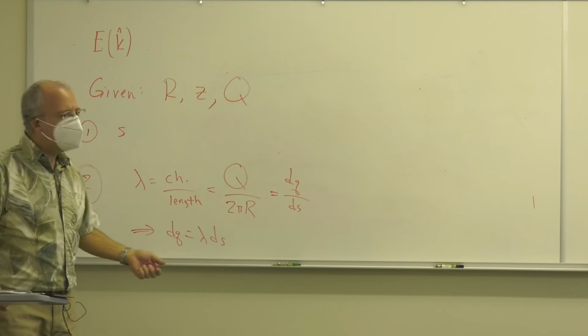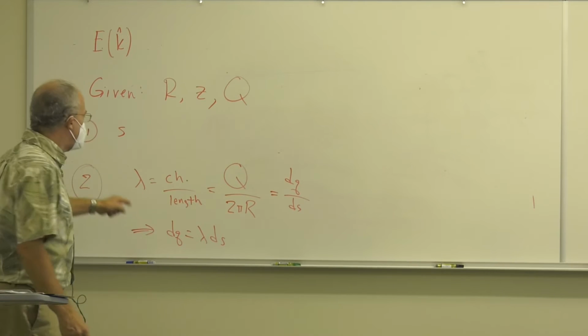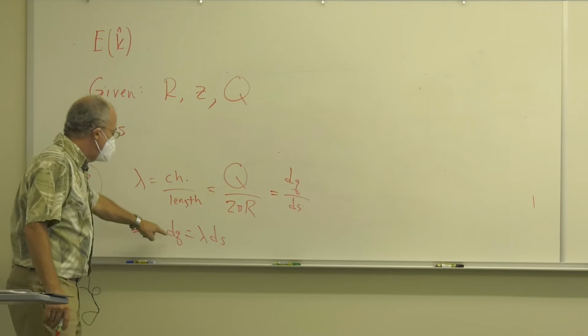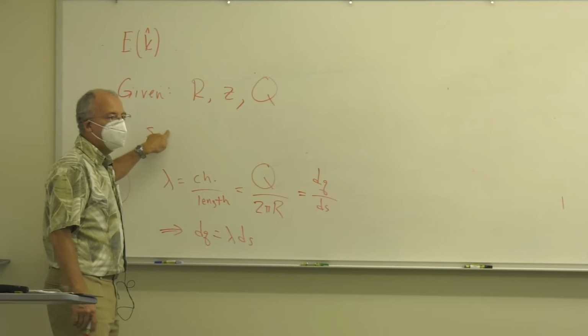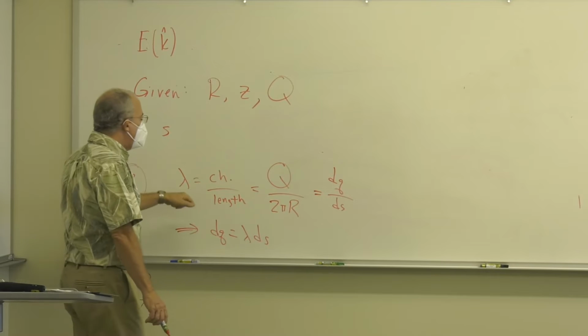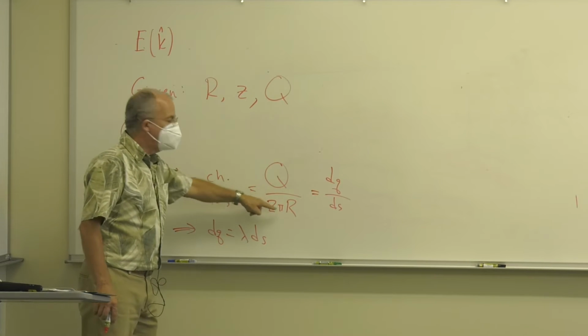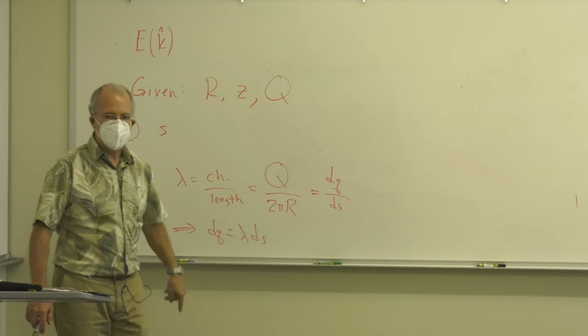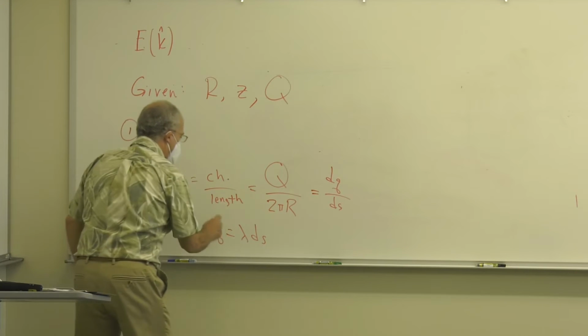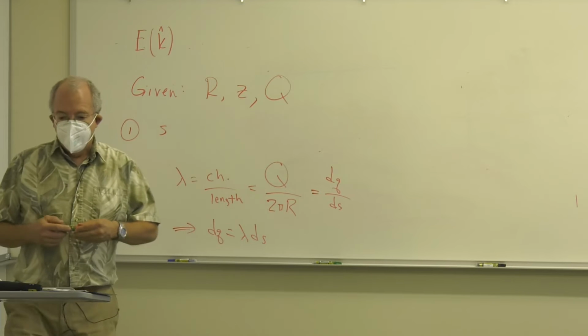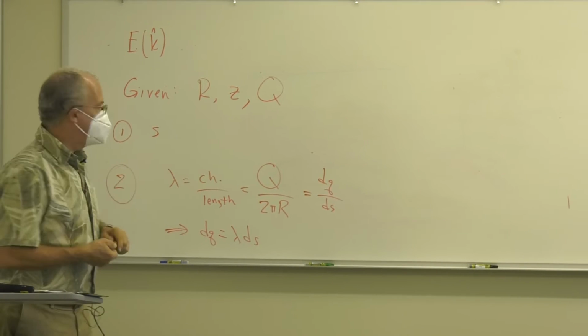And that's exactly what you expect, right? Because that's why we do this lambda thing, because we want to get dq in terms of our variable. Okay, so later on we'll take care of the lambda equals q over 2 pi r, but I'm not going to worry about it now. It's too much writing, right? Okay, so that's step 2.